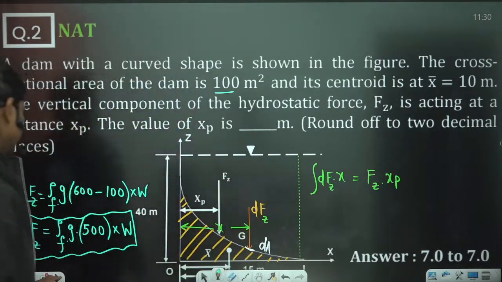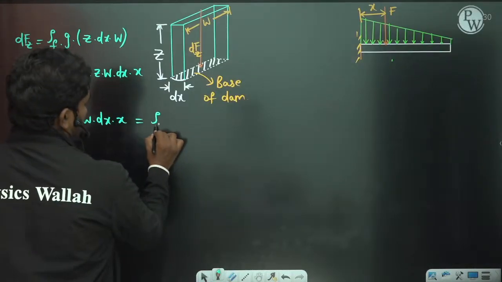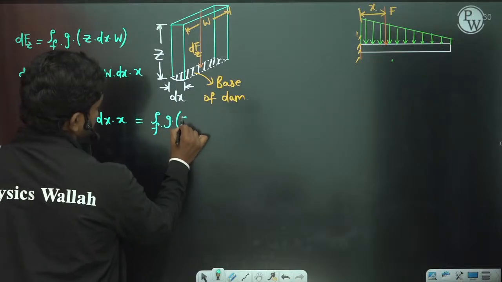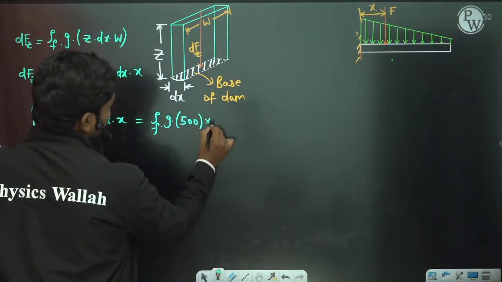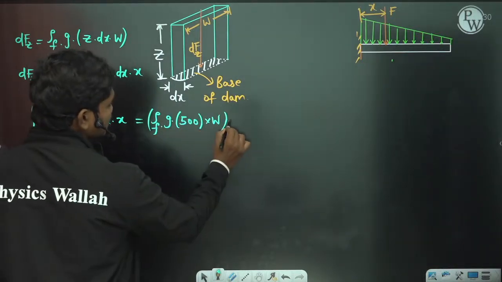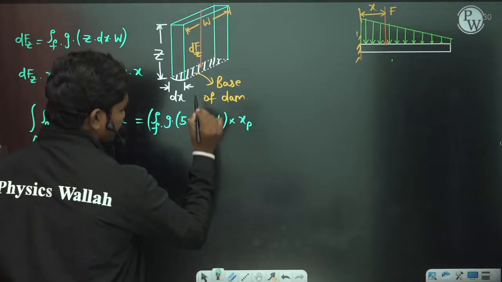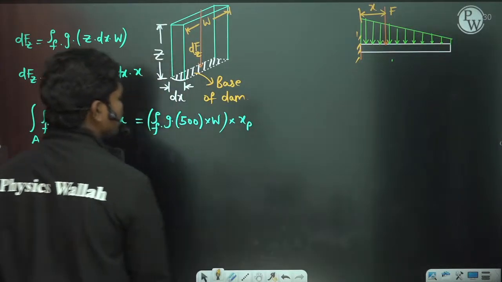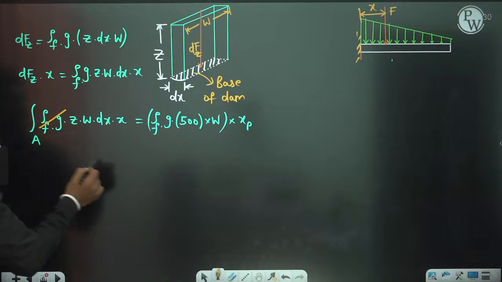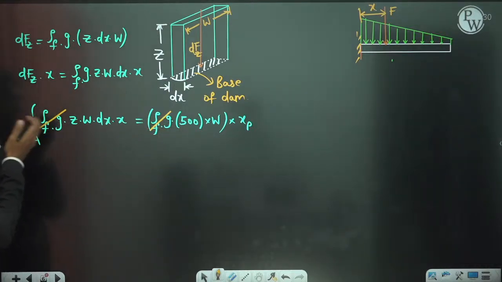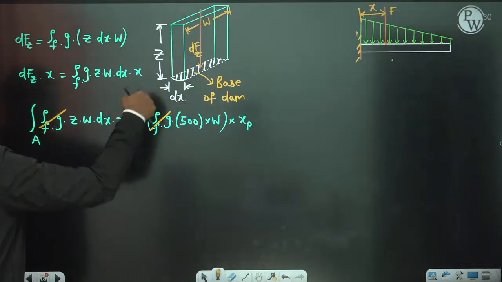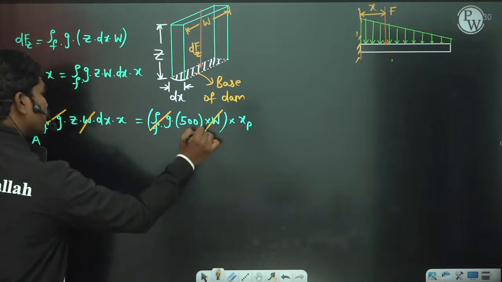So if you see this value, density of the fluid, g, 500 into W, this is the total hydrostatic force. This has to be multiplied with xp, this value. Okay, now let us try to simplify things. Density of the fluid and g are common terms; you can take them out of the integration. Width of the dam is constant, so W is also constant. You can cancel that.